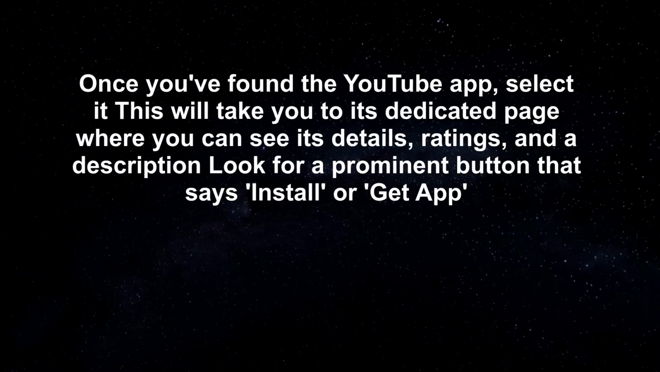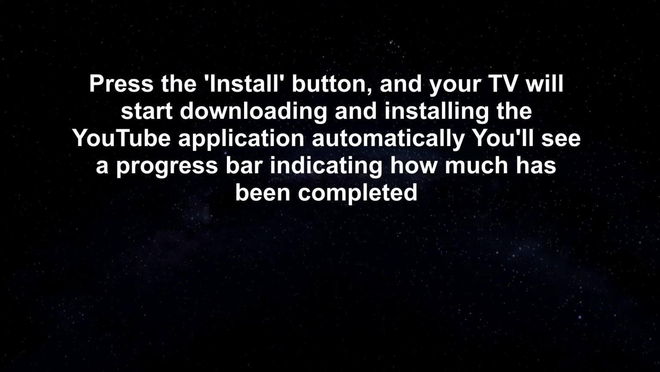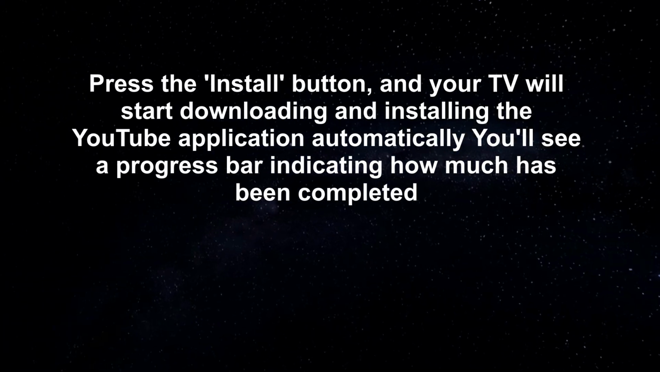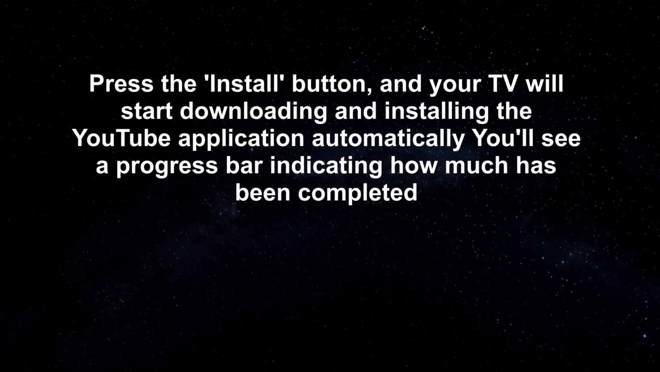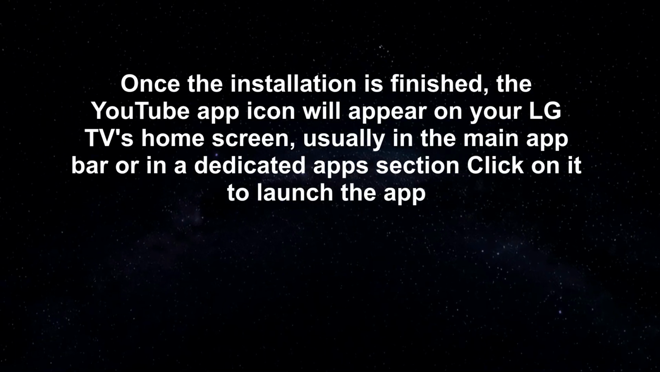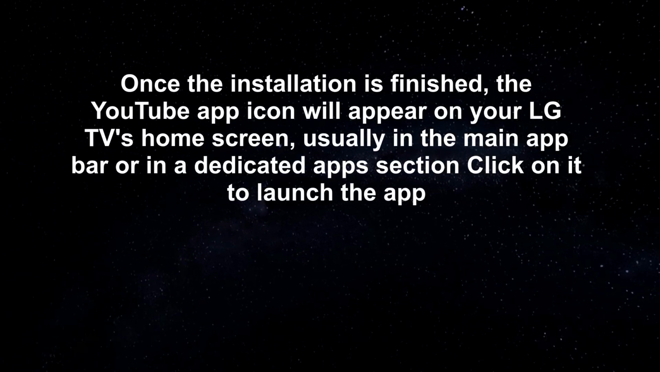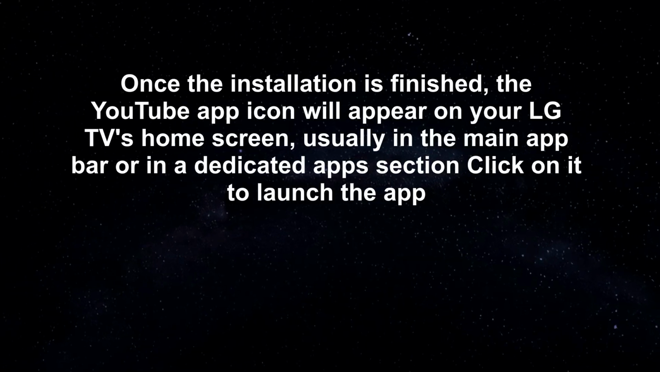Look for a prominent button that says Install or Get App. Press the Install button, and your TV will start downloading and installing the YouTube application automatically. You'll see a progress bar indicating how much has been completed. Once the installation is finished, the YouTube app icon will appear on your LG TV's home screen, usually in the main app bar or in a dedicated apps section.